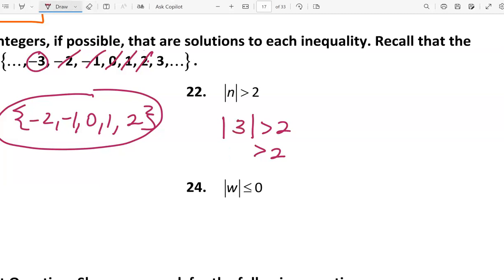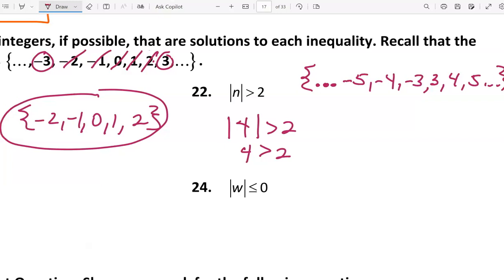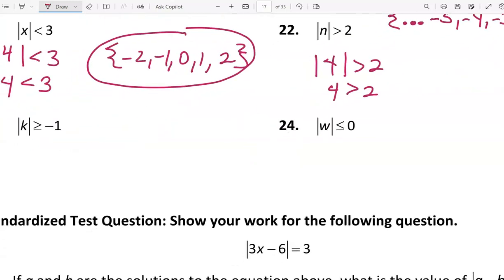If we change it to 3, 3 is greater than 2. Oh, that one works. What if we kept going? 4? 4 is greater than 2. That works. So it seems like the ones that work are, from the end here, -5, -4, -3, not -2, -1, 0, 1, and 2, but 3, 4, 5, etc. Okay, so there's kind of a pattern to that one. Just the ones on the outsides there.